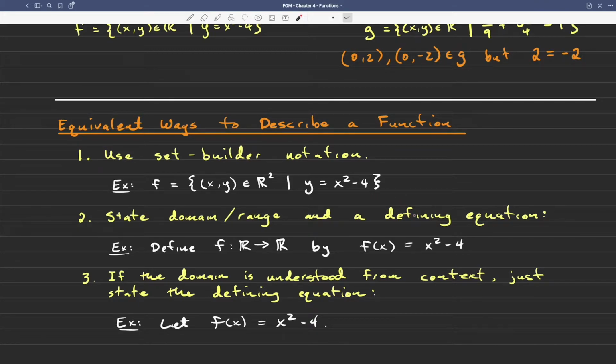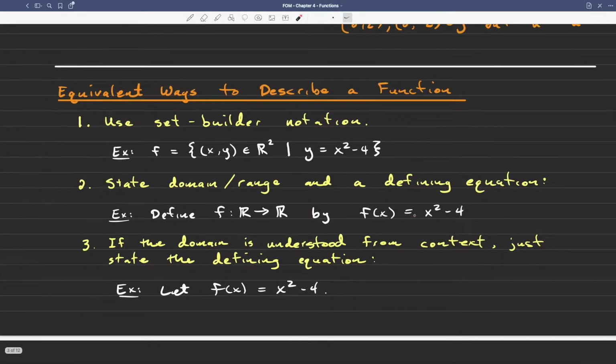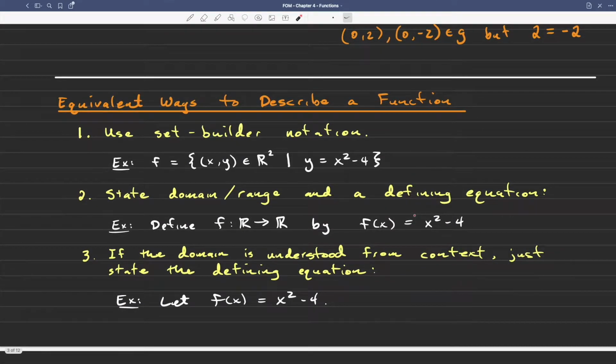And then lastly, if the domain is understood from context, sometimes we'll just state the defining equation. So if I was in calculus class and I said f of x equals x squared minus 4, you would understand that I'm only talking about putting real numbers in there. So you would understand just from context that the domain is really just the real numbers. You wouldn't be thinking about putting complex numbers in there in calculus class.